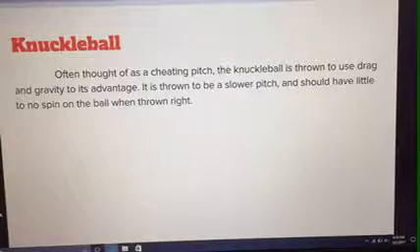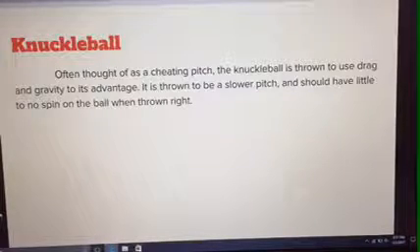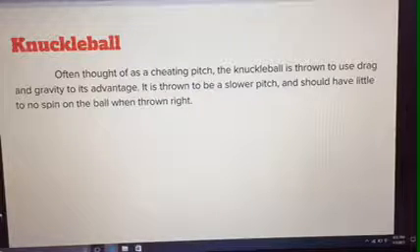The knuckleball. The knuckleball is almost thought of as a cheating pitch because, unlike the curveball and the fastball, where it tries to fight against, well, the curveball doesn't really fight against drag, it uses it a little bit to its advantage, but the knuckleball is huge on using drag to its advantage. The whole point of a knuckleball is to throw the ball really slow and to have almost no spin at all.